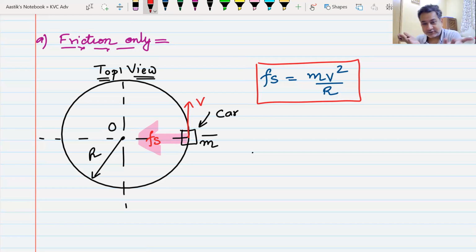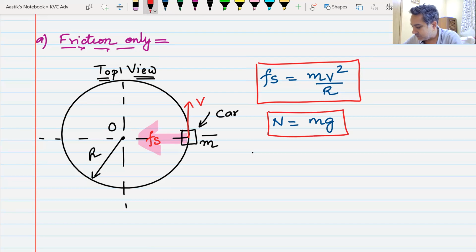Say it. What if you say it wrongly, I will just scold you, whatever. So you are used to it. Normal reaction is equal to mg, sir. Hello. God has helped you here. Normal reaction is equal to mg because normal reaction is the force in the vertical and g is the force in the downward direction. So these are the two equations that you are going to make.